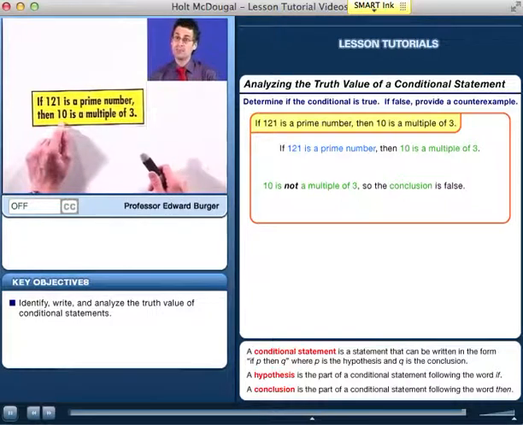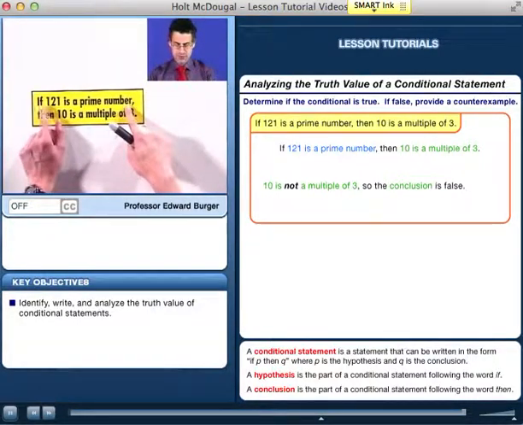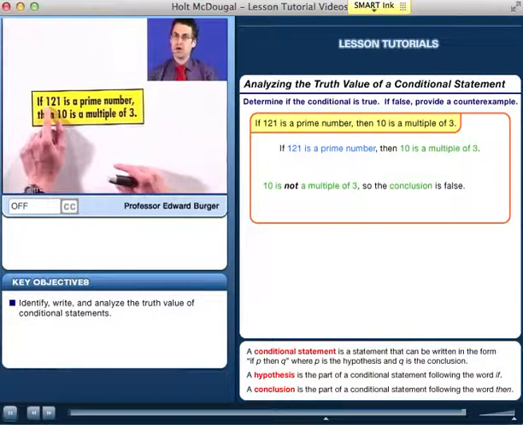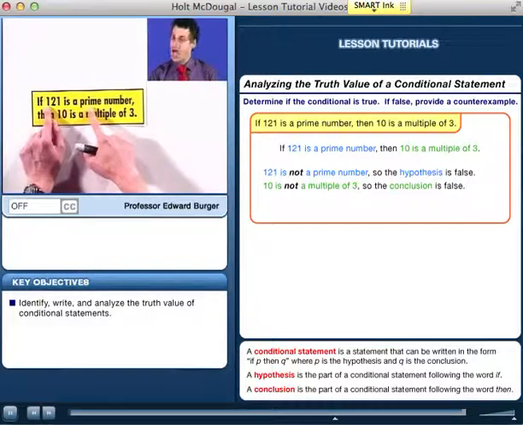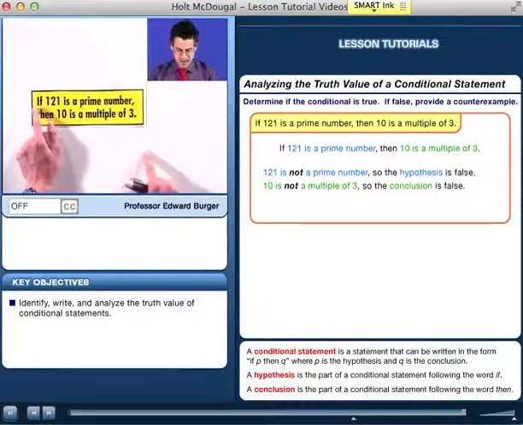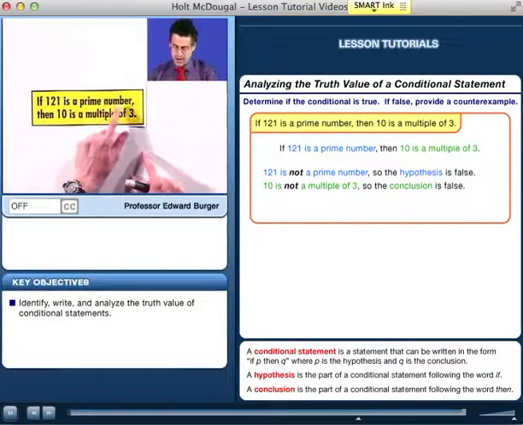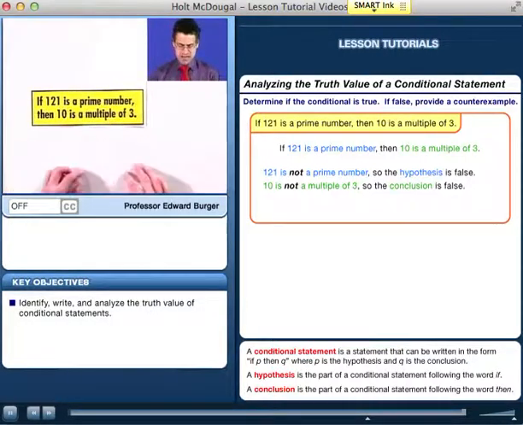And you know why? Because the hypothesis, the statement right after the if, is false. Because 121 is not a prime number. 121 is actually 11 multiplied by 11. So it's not a prime. So this statement is saying, if 121 is prime, well, but 121 is not prime, which means that whatever follows is completely fine. This statement is vacuously true.